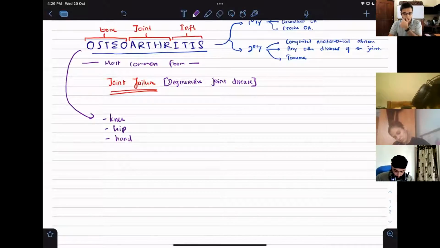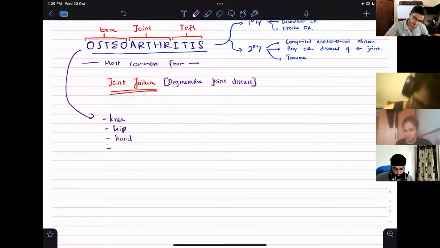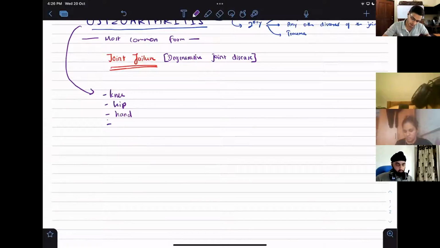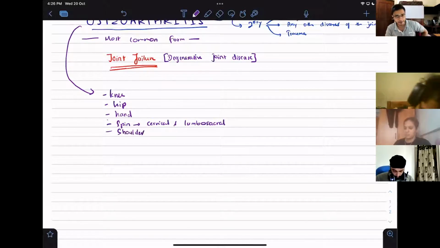Opposable thumbs. Okay. And then a little bit rarer than these three, we have spinal osteoarthritis and shoulder osteoarthritis. Spine, usually the cervical spine and lumbosacral spine. And then rarely shoulder osteoarthritis as well, not very common. These are the main types of osteoarthritis that humans suffer from.